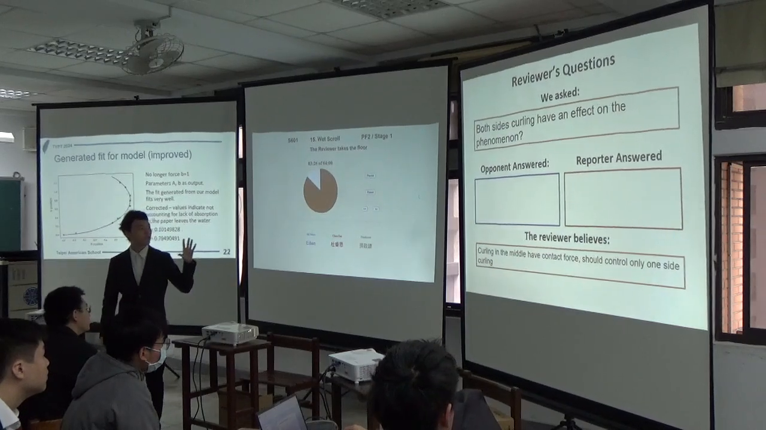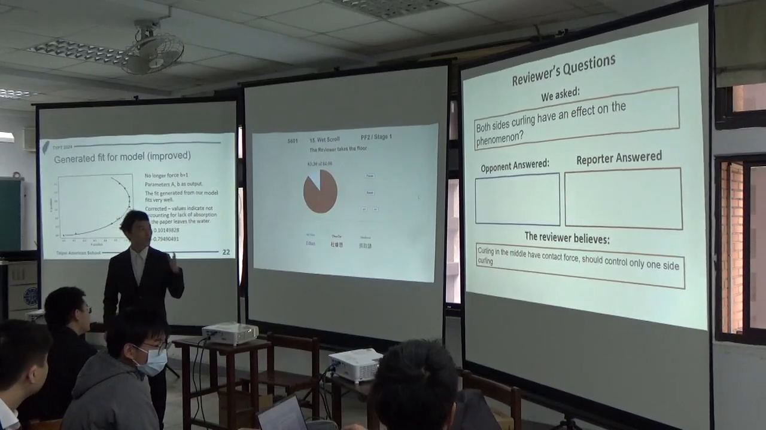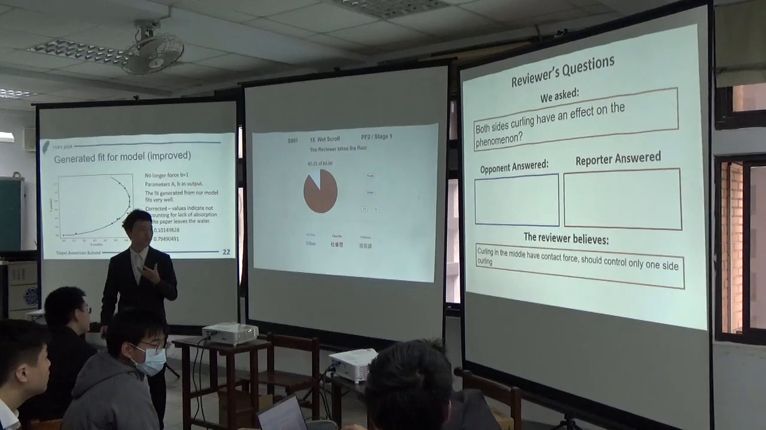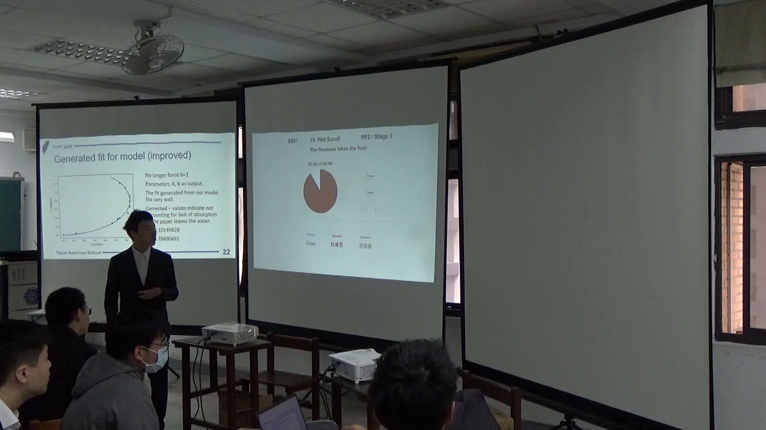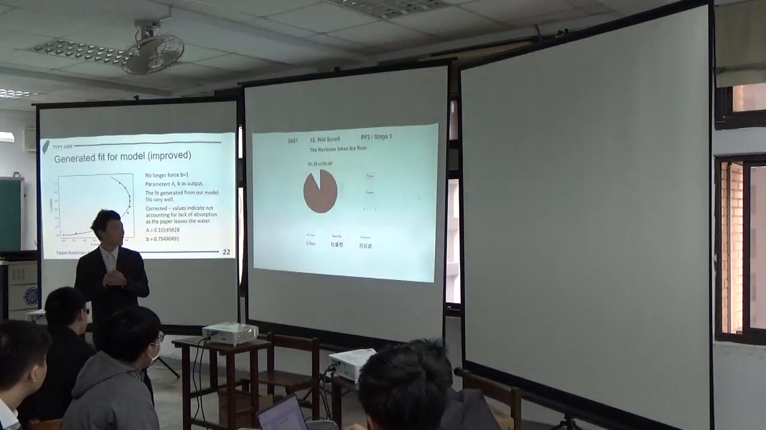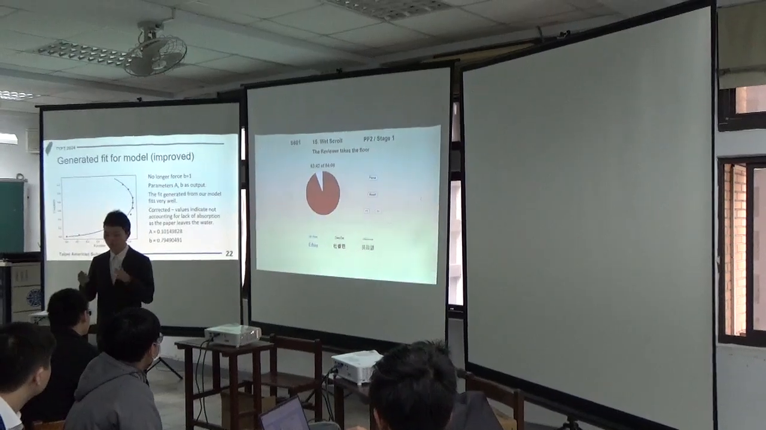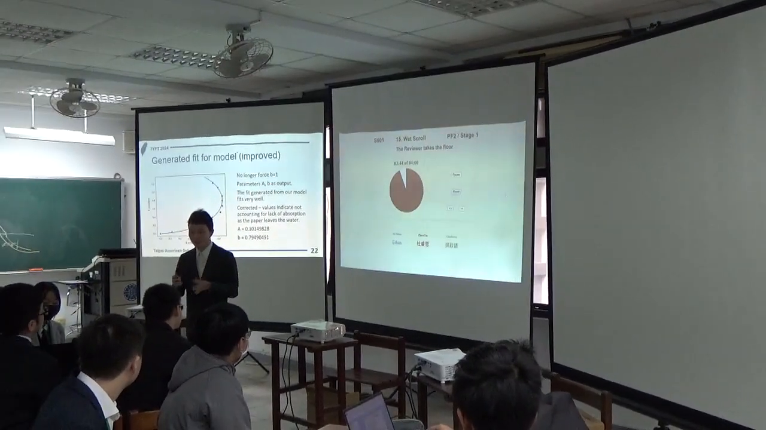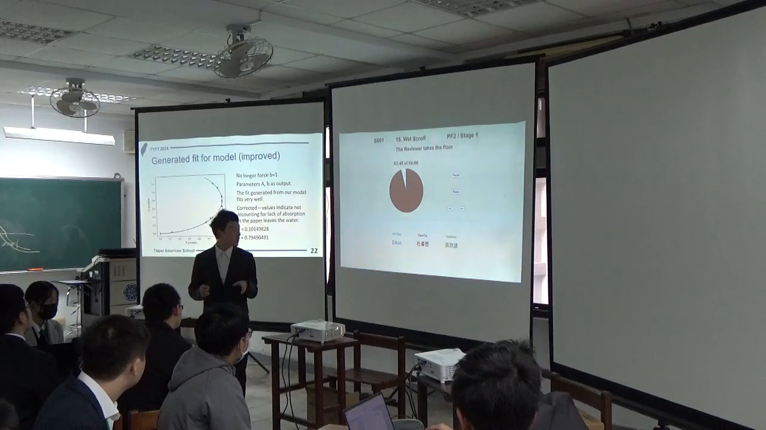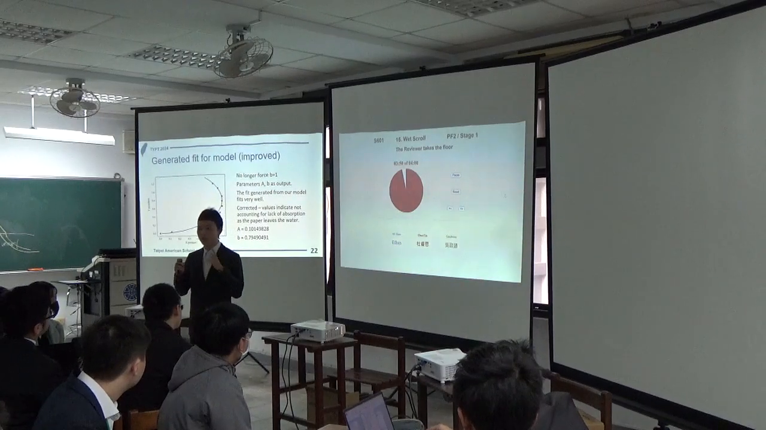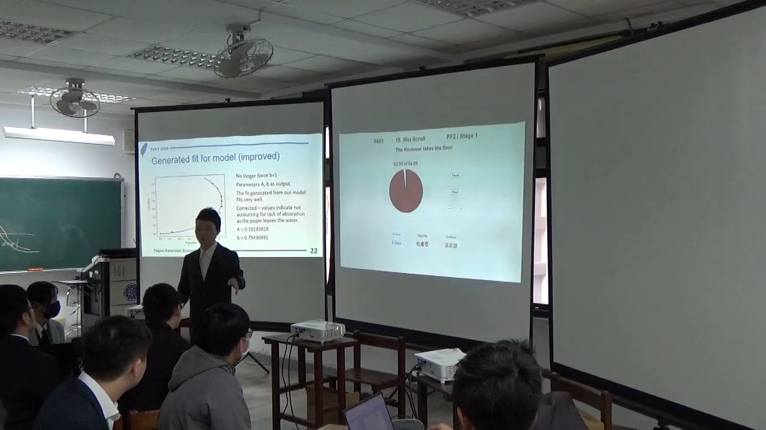Next, I asked whether both sides of the curling would affect the phenomenon. We think the contact force would affect the phenomenon, so we agree with the opponent. And next, I asked how they test whether it is capillary force or molecular diffusion. We think that changing surface tension will change capillary force, and the temperature will also change it. Using these two methods, we can know whether it is capillary force or molecular diffusion. So we agree with the opponent. Thank you.